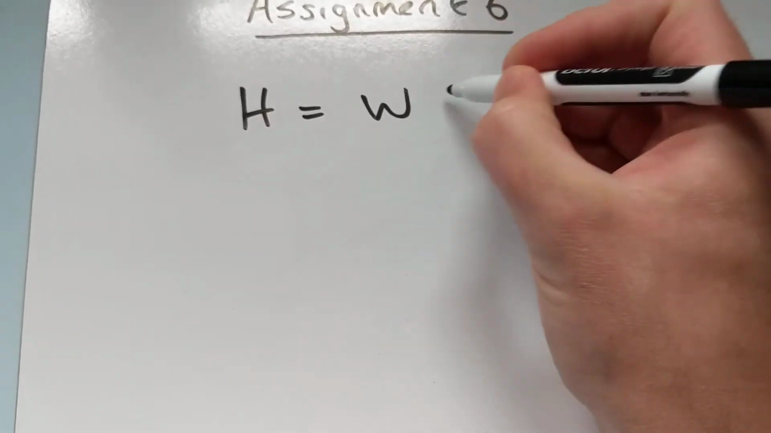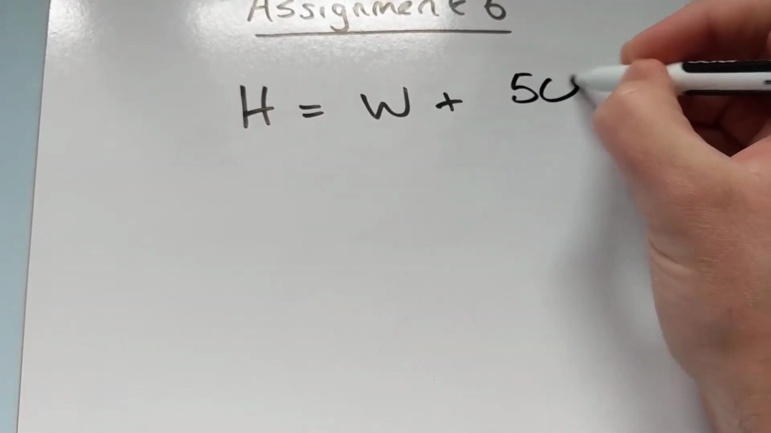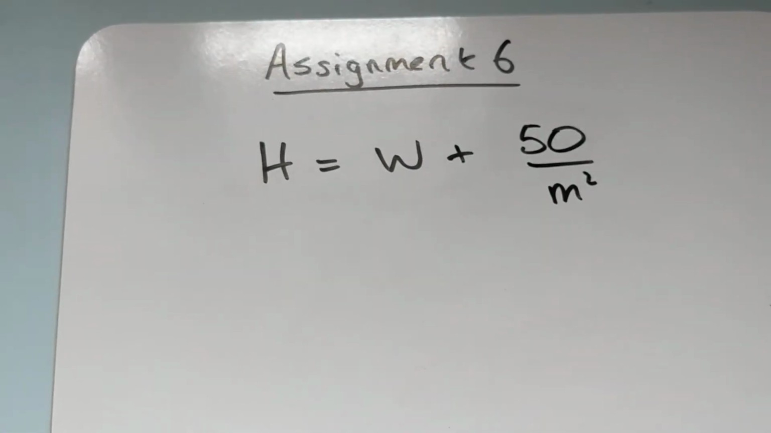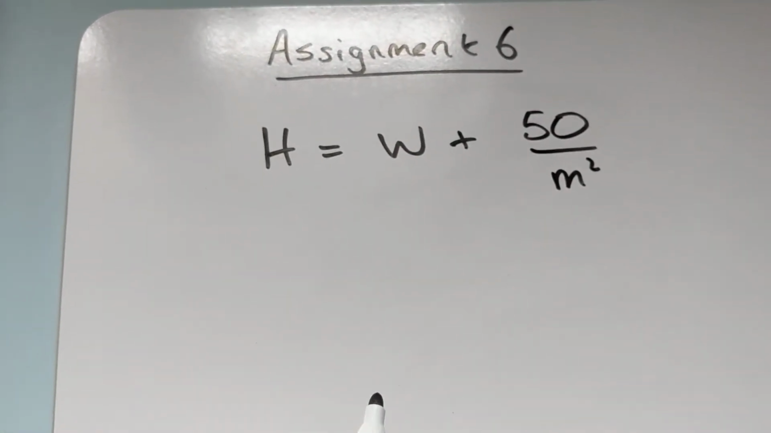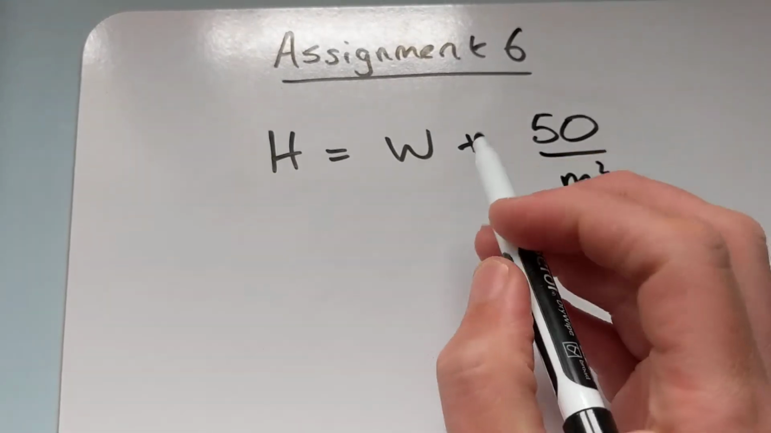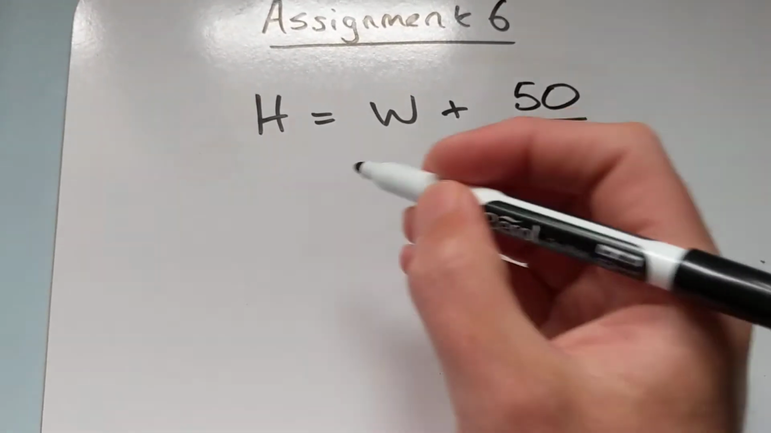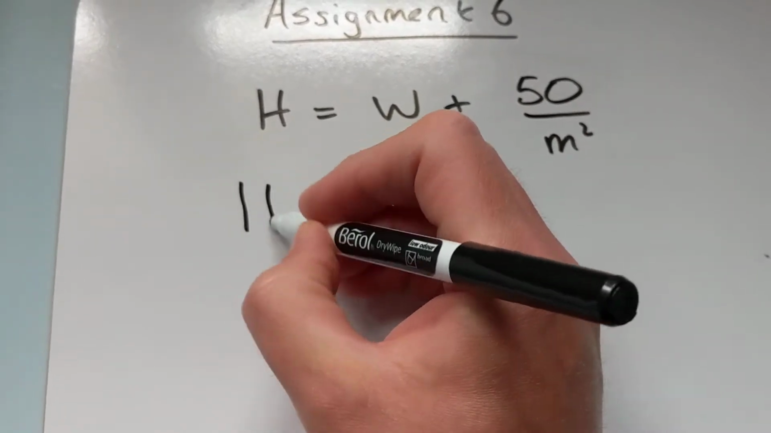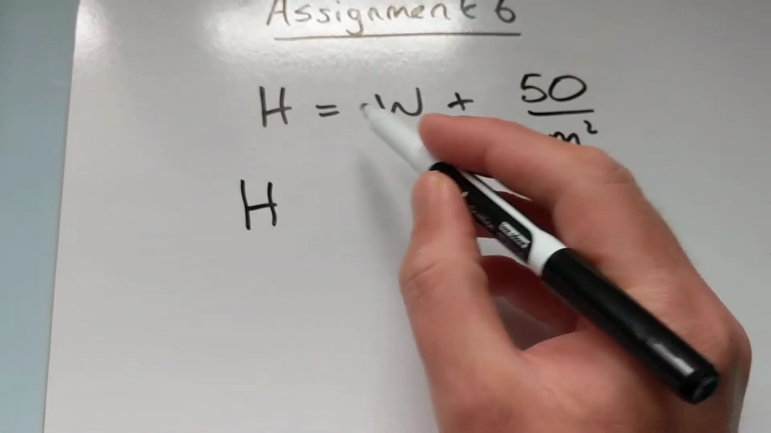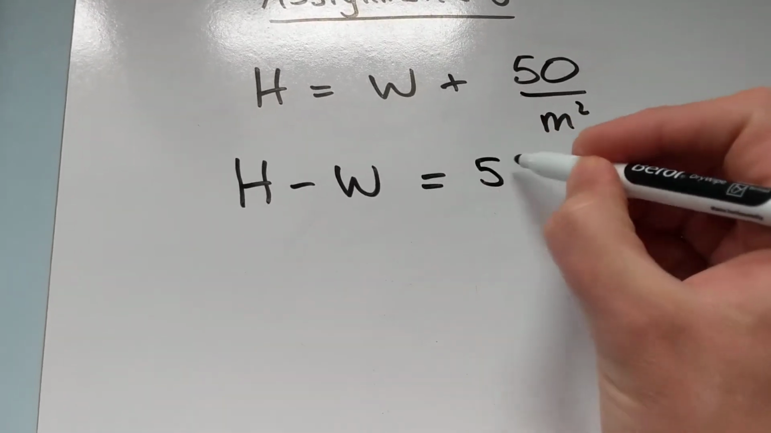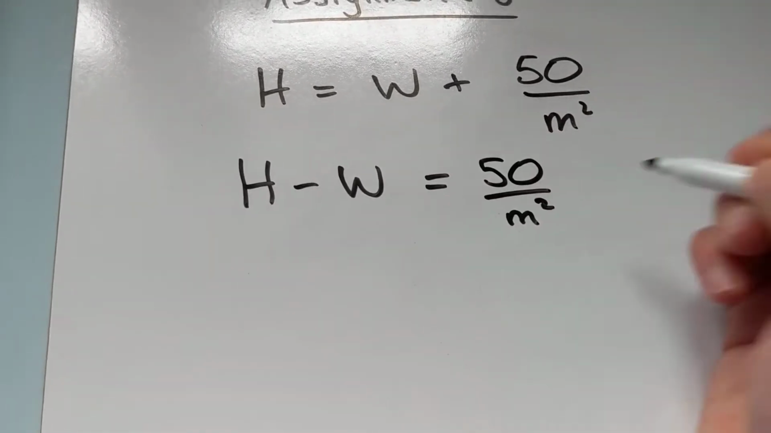Okay, question 2 was to take the equation h equals w plus 50 over m squared, and you had to change the subject to m. So in this one, I would move the w first so that you get the fraction on its own. So I'm going to keep h where it was, take away w from both sides, so I get h take away w equals, and just the fraction left over here.